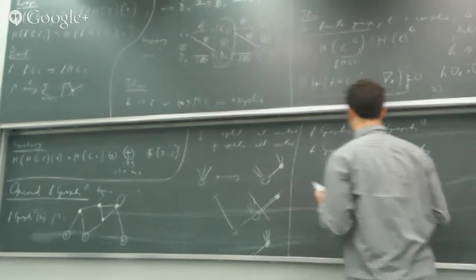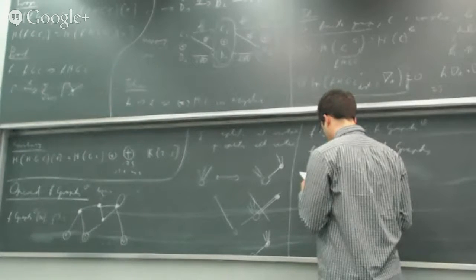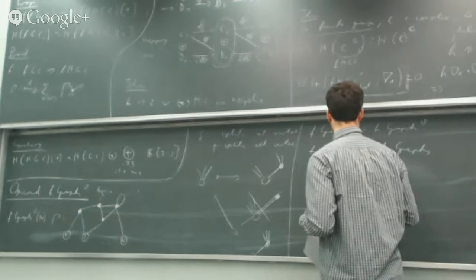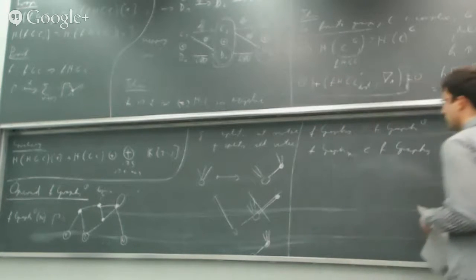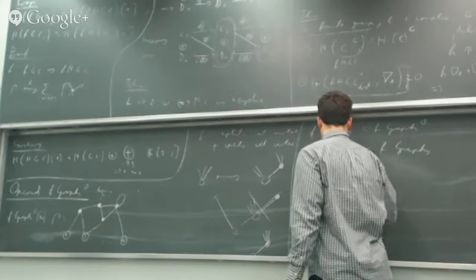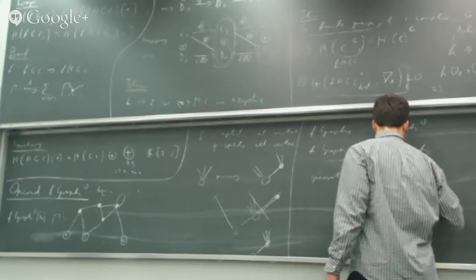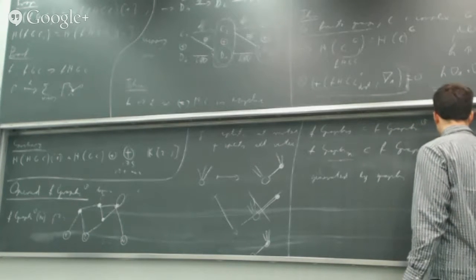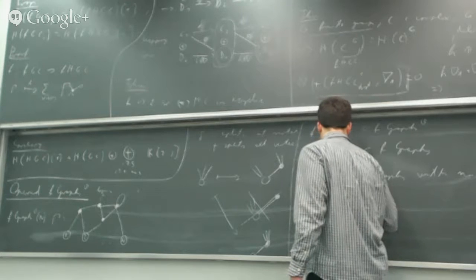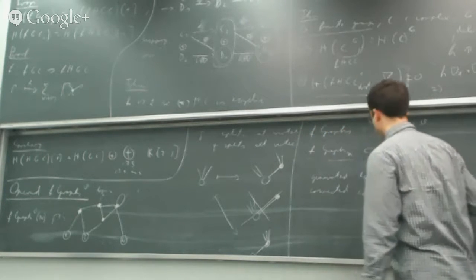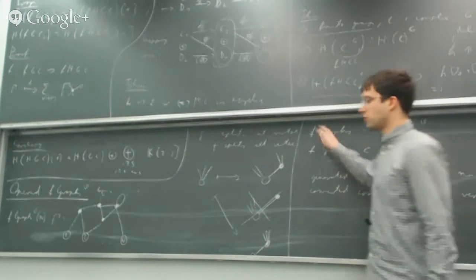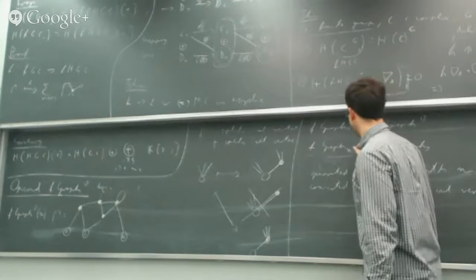Okay, maybe it's wrong. So F graphs, I will call them M. This is generated by graphs with no connected component made only of internal vertices. So N is not a number. N is arbitrary.